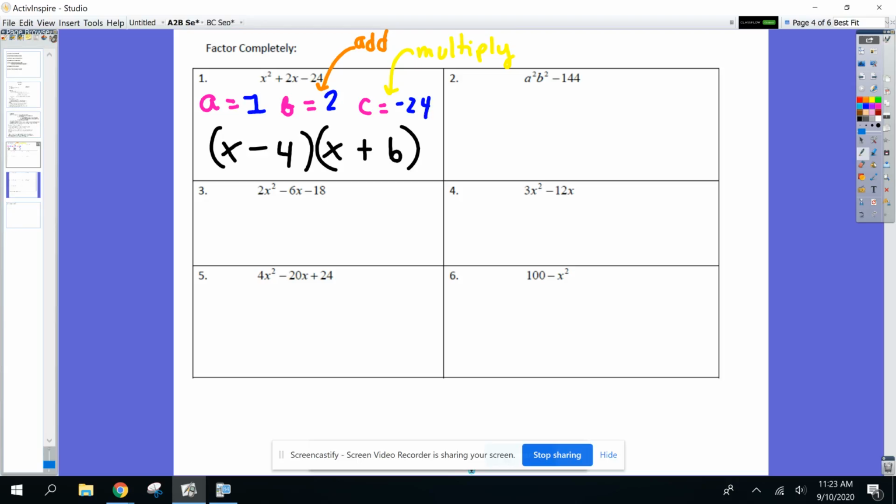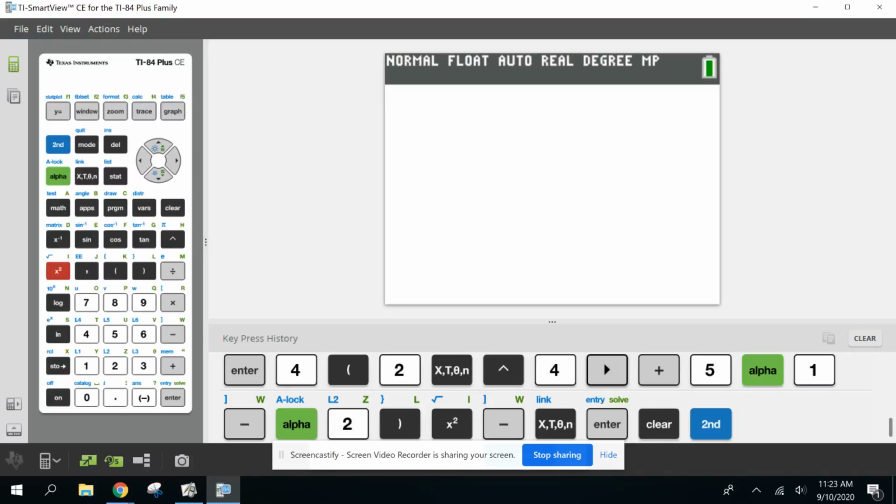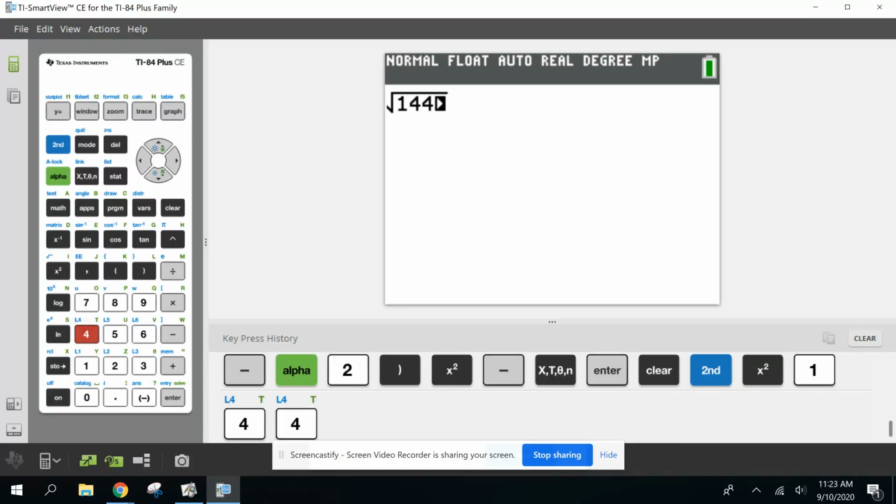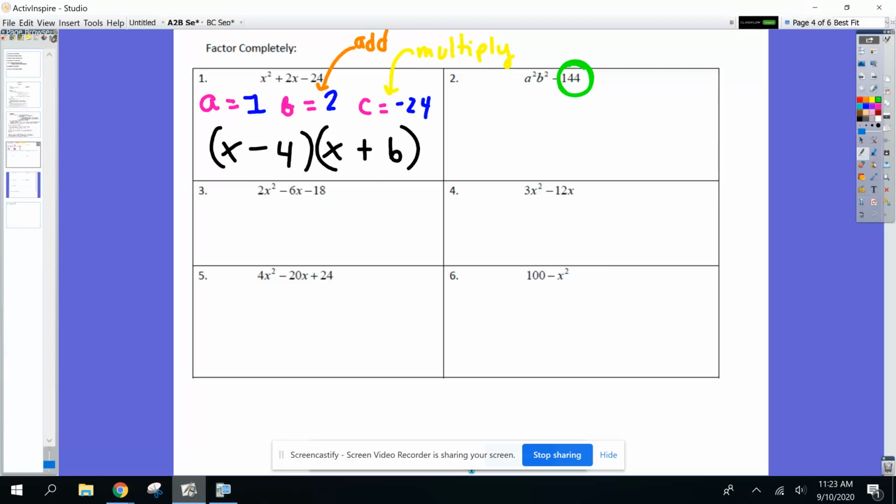So we had a little method where I needed to multiply to C and add to B. Take a look at number 2. I don't want to do that method for number 2. There's not 3 terms there. There's only 2 terms. And one of those terms, 144, what is so special about that 144? Perfect square. Yes, I can take the square root of 144 and it comes out to be a whole number. Therefore, yes, it is a perfect square.